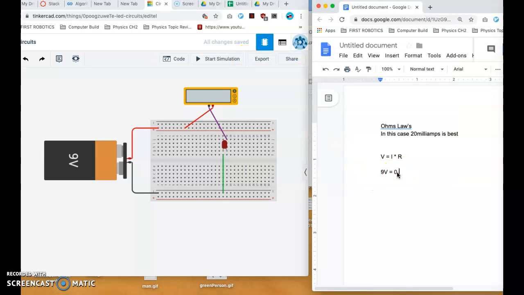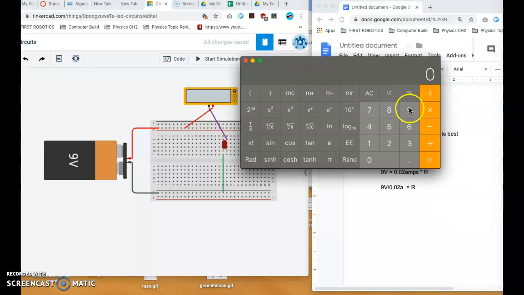So if we go 0.02 amps times R, we'll get the resistance that we need in terms of ohms. There are a lot of units that we're using, but amps and volts cancel out to ohms. So basically, if we just take 9 volts divided by 0.02 amps, that's going to equal the correct resistance. So if we take 9 and divide by 0.02, we get 450 ohms.